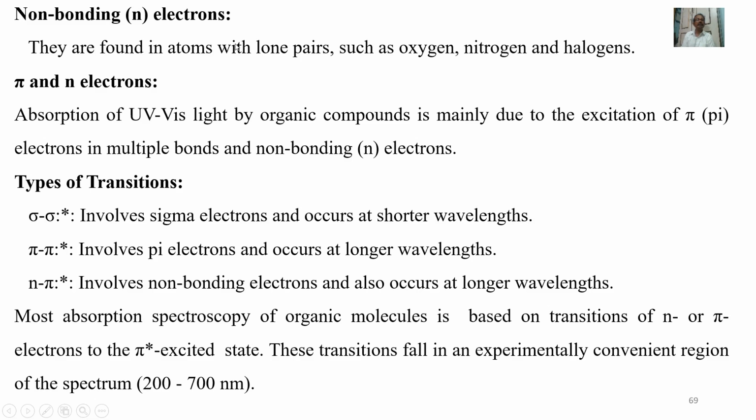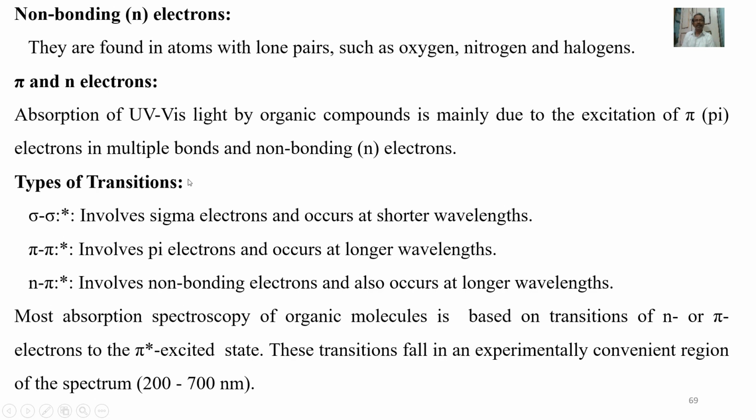Non-bonding n electrons are found in atoms with lone pairs such as oxygen, nitrogen, and halogens. Pi and n electrons: absorption of UV light by organic compounds is mainly due to the excitation of pi electrons with multiple bonds and non-bonding n electrons.